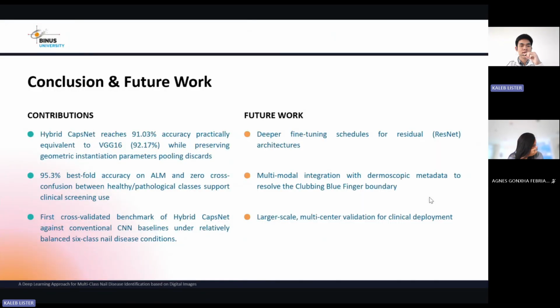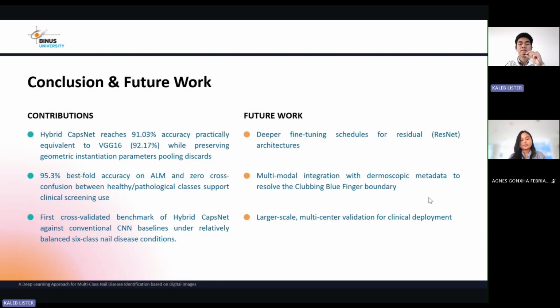Next is the last part, our conclusion. As a conclusion, we would like to highlight a few key points. First, the hybrid capsule net achieved performance that's practically equivalent to VGG16 while still preserving the geometric parameters that are usually lost in pooling. Second, its high accuracy on the ILM class and zero confusion support its potential for clinical screening. And third, this is the first benchmark that rigorously compares the hybrid capsule net with convolutional CNNs using a balanced dataset and full cross-validation.